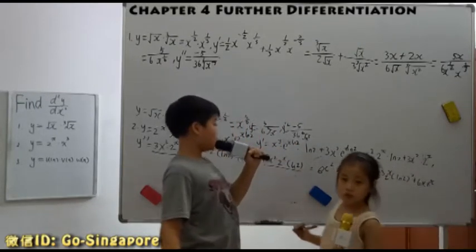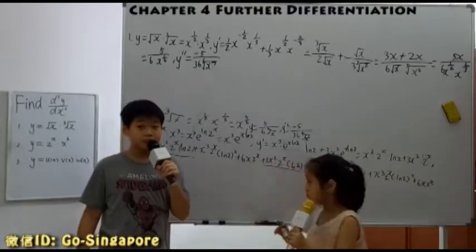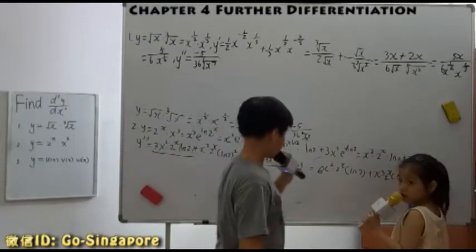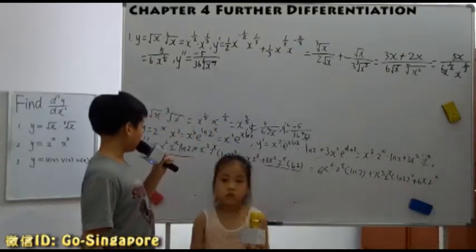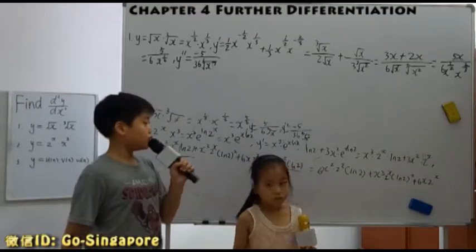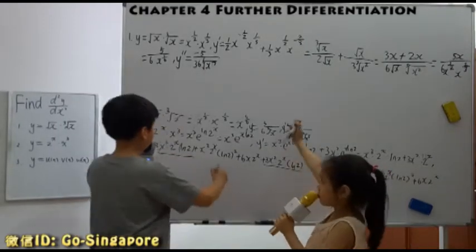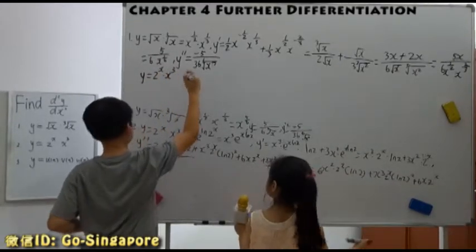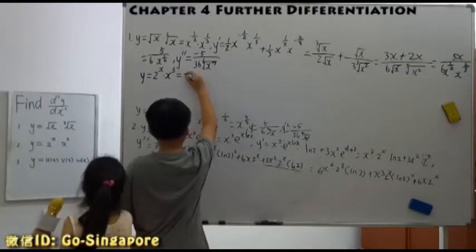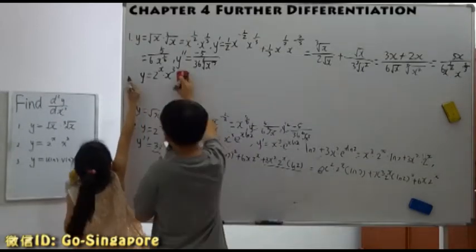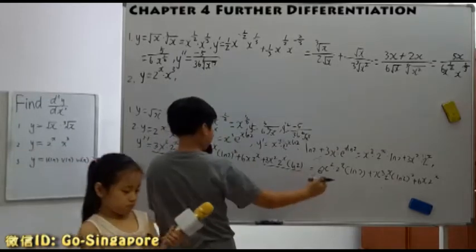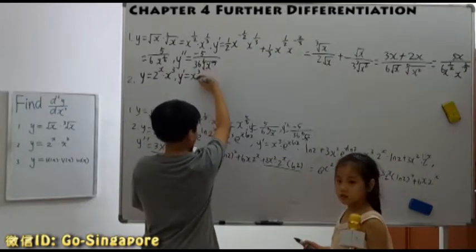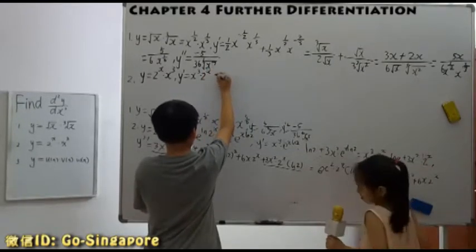Yes. So next, we'll use the second method, okay? So this one is actually the same, right? Well, we can, because I already wrote the y prime over here, and this answer is x cubed times 2 to the power of x times ln 2 plus 3x squared times 2 to the power of x.